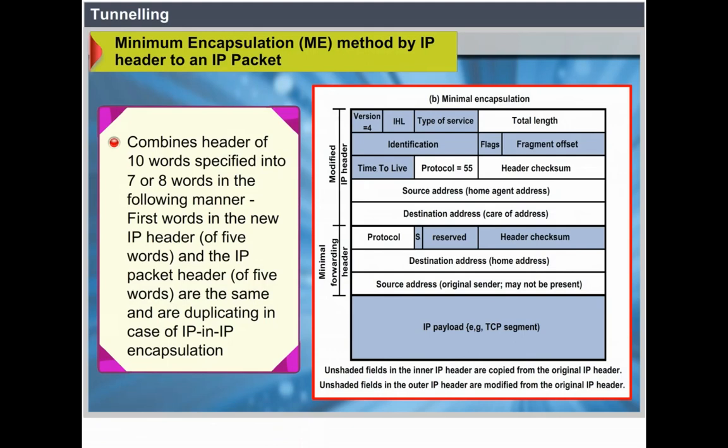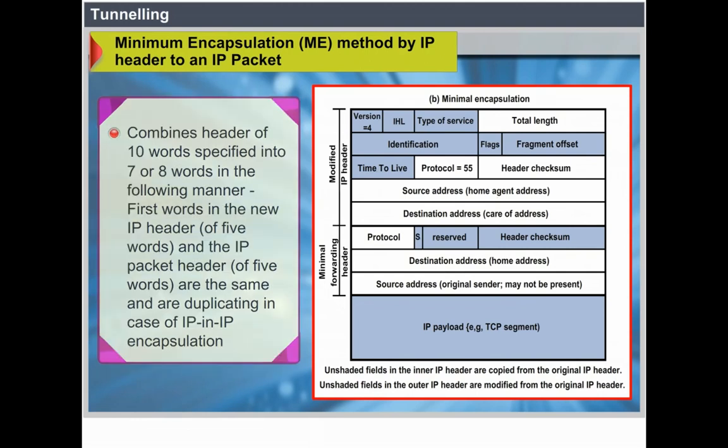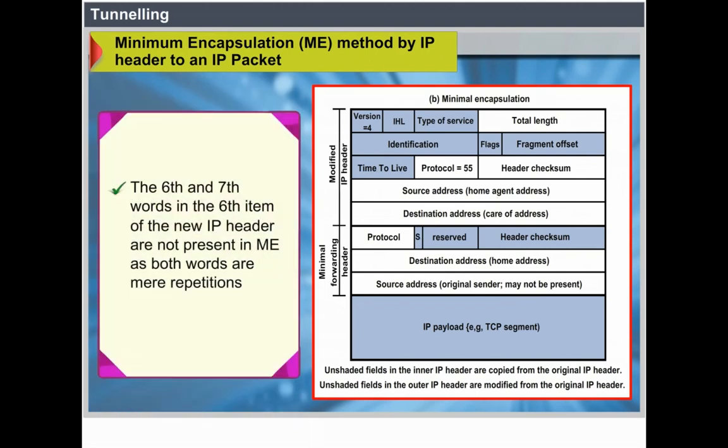The first 5 words in the new IP header and the IP packet header are the same and are duplicated in the case of IP-in-IP encapsulation. The 6th and 7th words in the 6th item of the new IP header are not present in ME, as both words are mere repetitions.